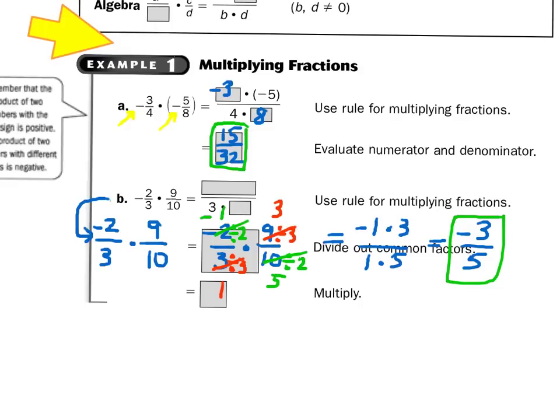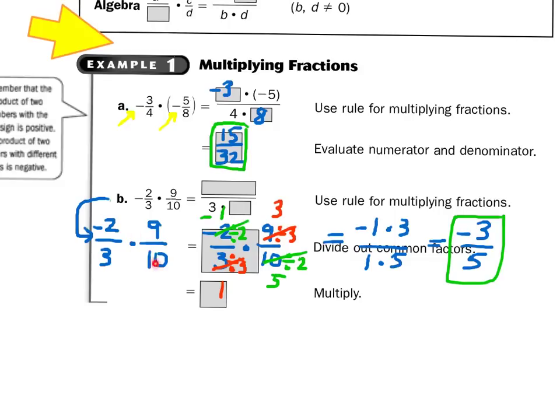Take a look at B. I have negative 2 over 3 times 9 over 10. Well, the first thing I want you to do is write it out. Let that negative go up to the 2. So I have negative 2 over 3 times 9 over 10. Now, I want you to look across like an invisible X. Look at the 3 and the 9 and ask yourself, what goes into 3 and into 9? Well, you should say 3. So notice over here with my red, I did 9 divided by 3 and 3 divided by 3. And then I crossed it out. 3 divided by 3 leaves me 1. 9 divided by 3 leaves me 3. This is called cross-canceling, okay?